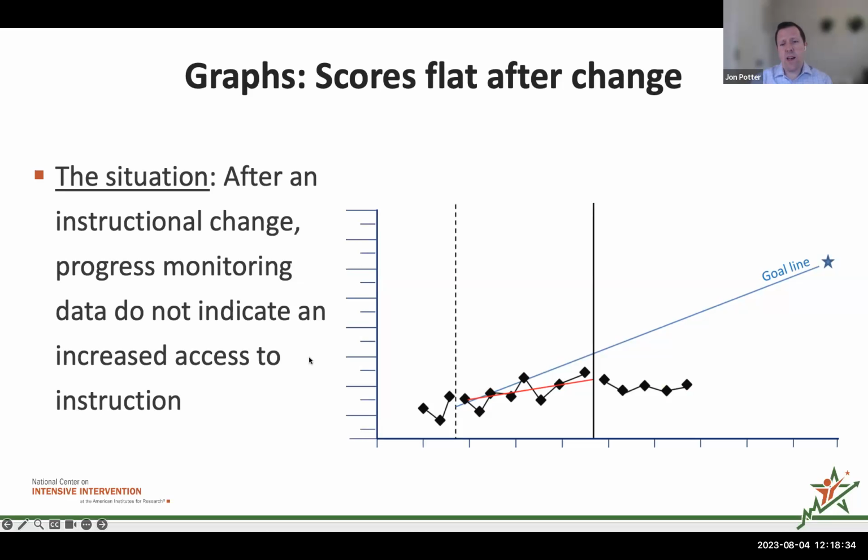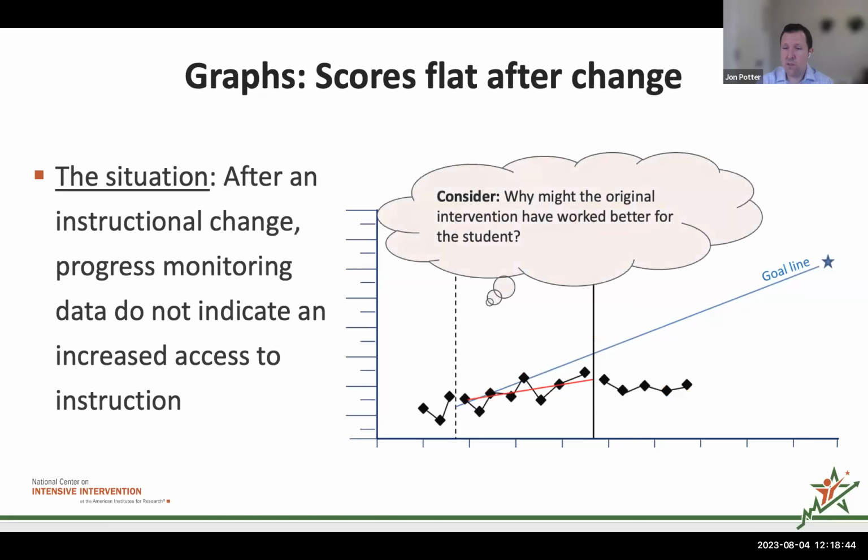So what if we find a flat or a trend line that's going up but not high enough, and we make a change? Then after that change, we find less growth. Like we find that we're flatlining now, or we're going down a little bit. We want to go back as a problem-solving team and kind of think about why might the original intervention have worked better? So that's that problem-solving process, that DBI process of looking at, well, maybe we need to go back and do more of what is in the first group of data than the second group of data. So we need to put our brains together and kind of think through, what can we do to accelerate growth rather than change something?